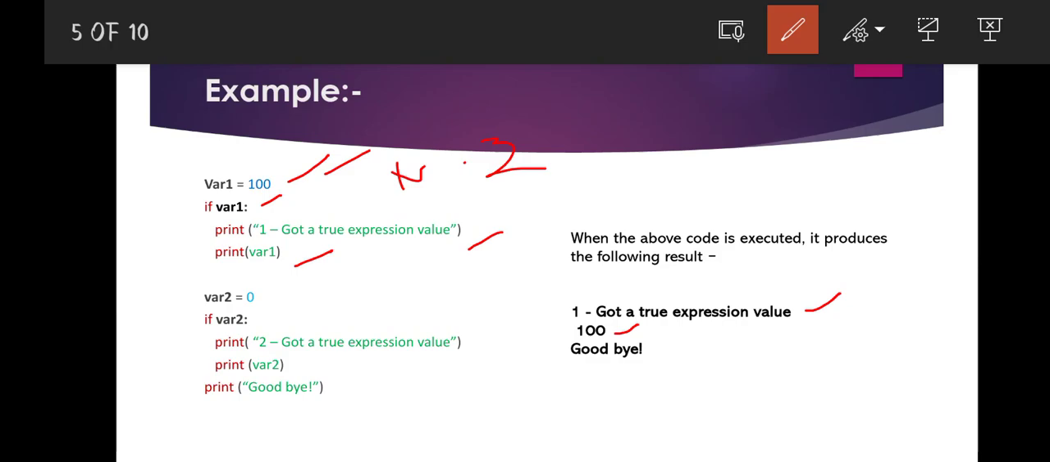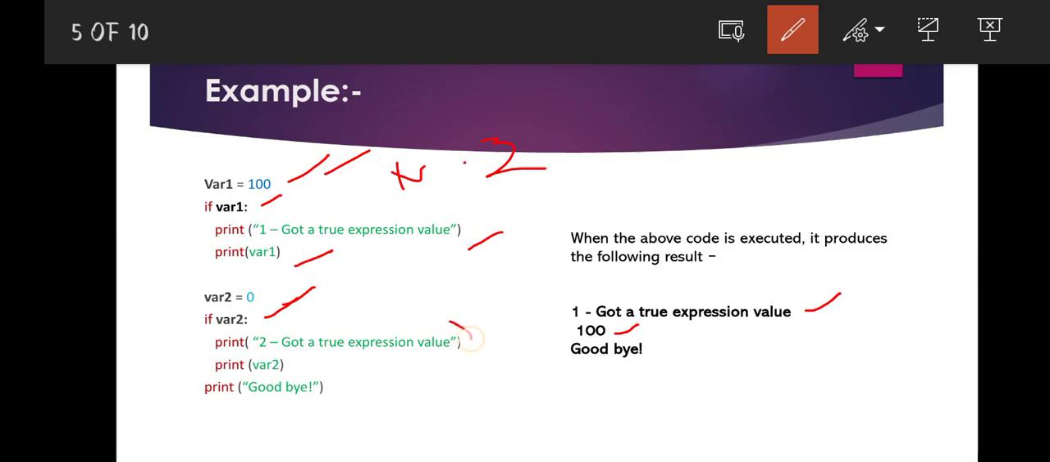And later variable 2 is equal to 0. And see, this is also an example. I already said that for any 0 or null values, the language assumes the condition as a false value. So here variable 2 is equal to 0 is a 0 value. And if var2 colon, the value in var2 is 0. So the condition is false. So it doesn't print the 2 got a 2 expression value variable 2.